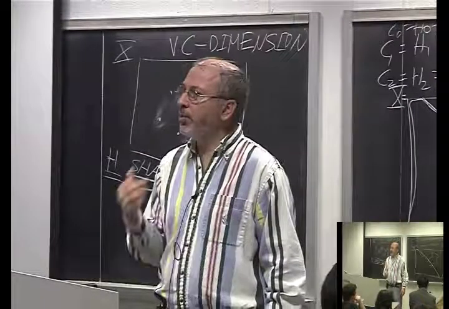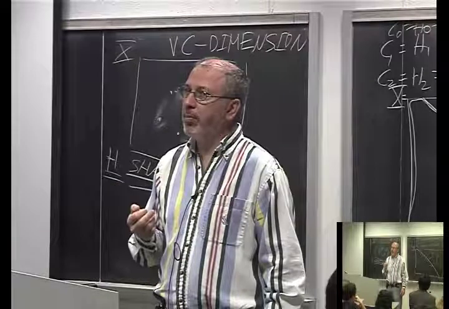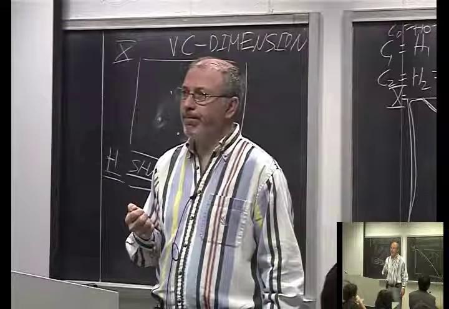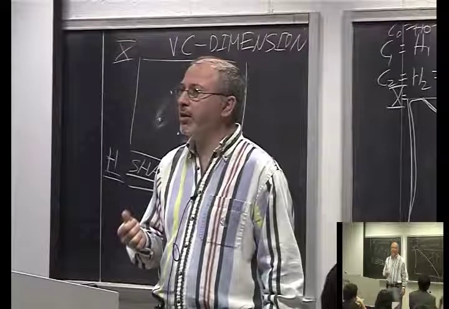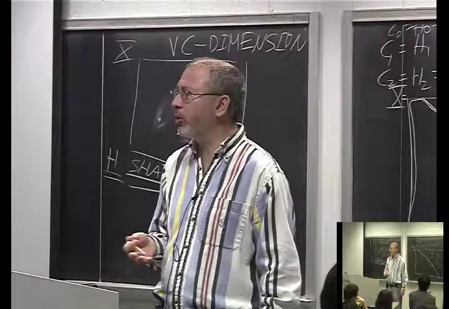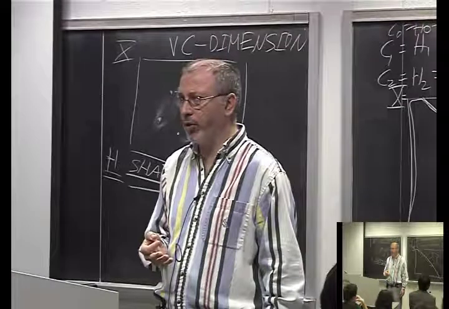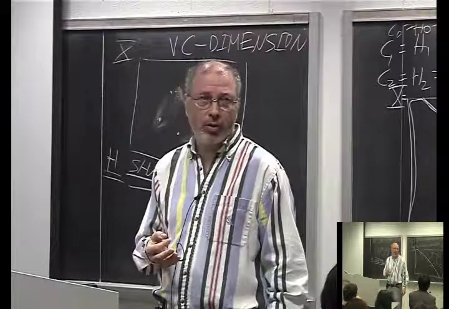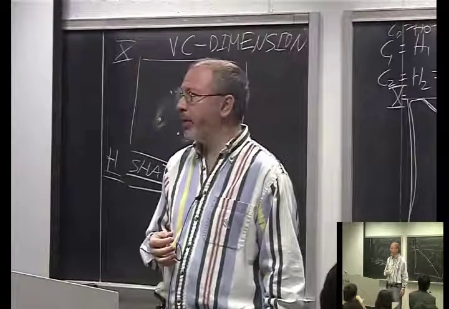So VC dimension of H measures the richness or discriminative ability of H. It is somewhat related to the size of H. Suppose you had a finite H. What is the largest possible VC dimension of a finite H?